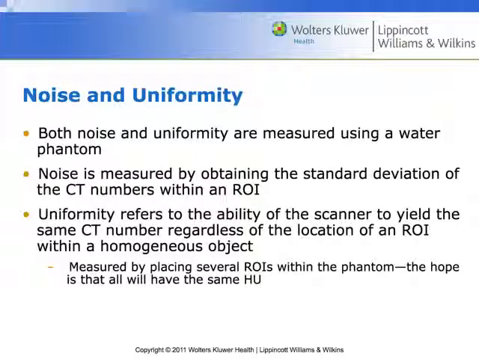Okay? And uniformity is the ability of the scanner to yield more or less a CT number that's about the same across.